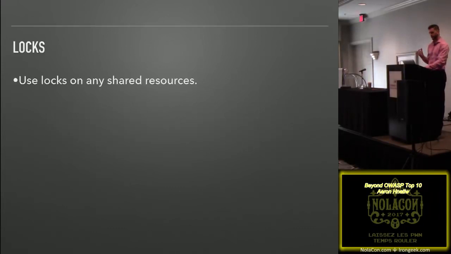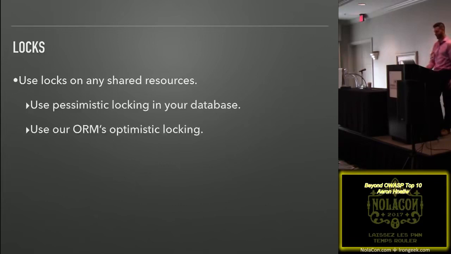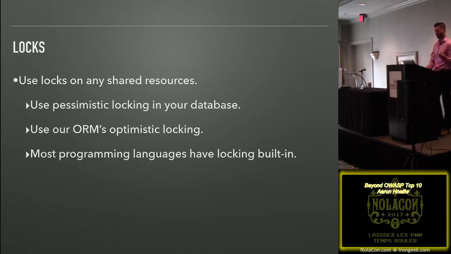First off, locks. If you want one solution to defend against race conditions, locks are the solution. They're literally built just for synchronization issues, which is what race conditions are. So just use locks. You can use them in your database, you can use them in your ORM, your object relational mapper. Most programming languages have locks built in. File locks exist as well.